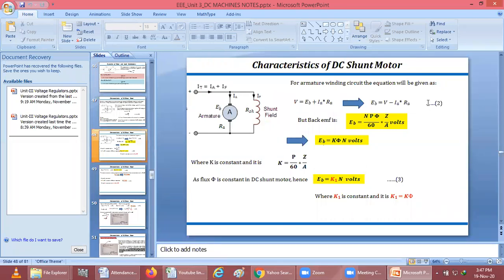You can assign that equation as 2 number, because you will be needing these equations in the next session. That's why I am giving here the numbers. If you want, you can give, otherwise you can skip.